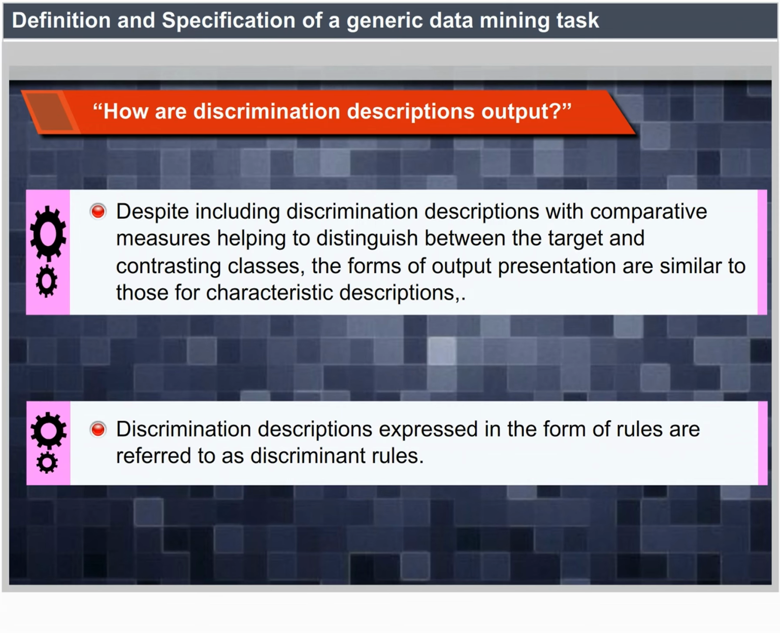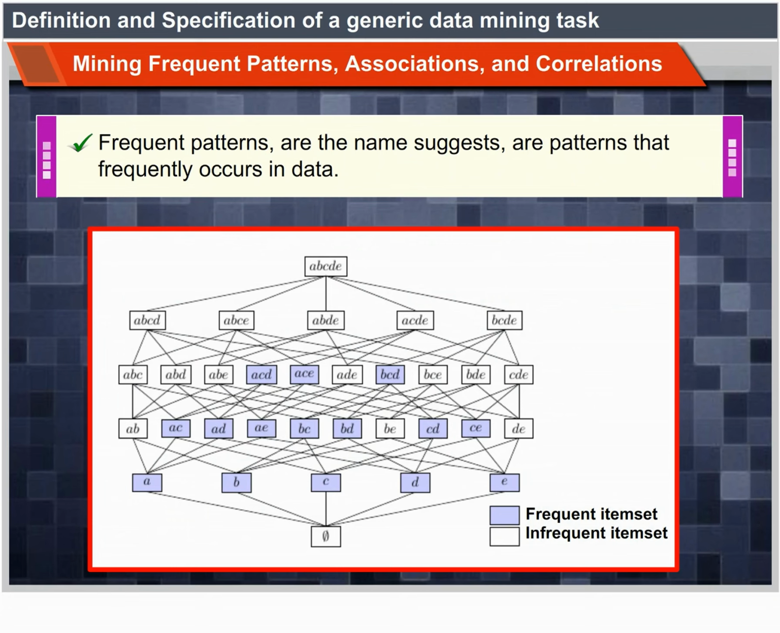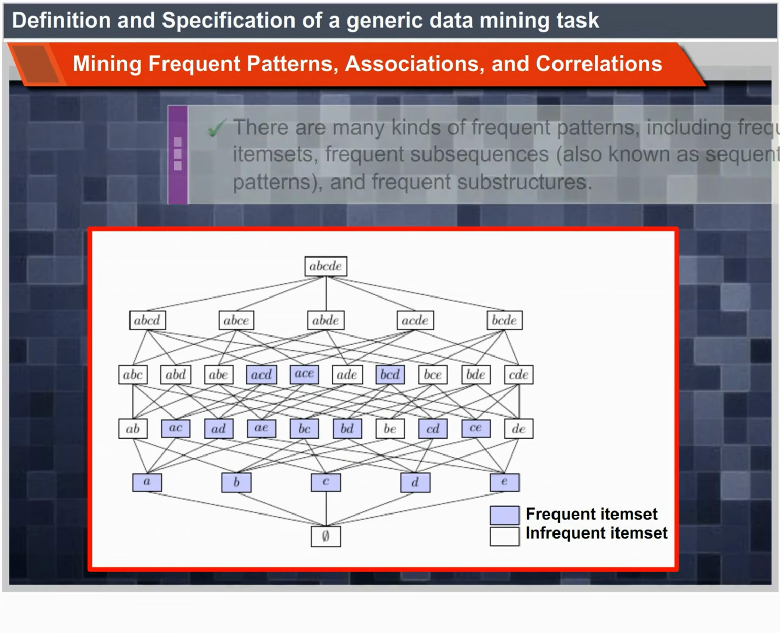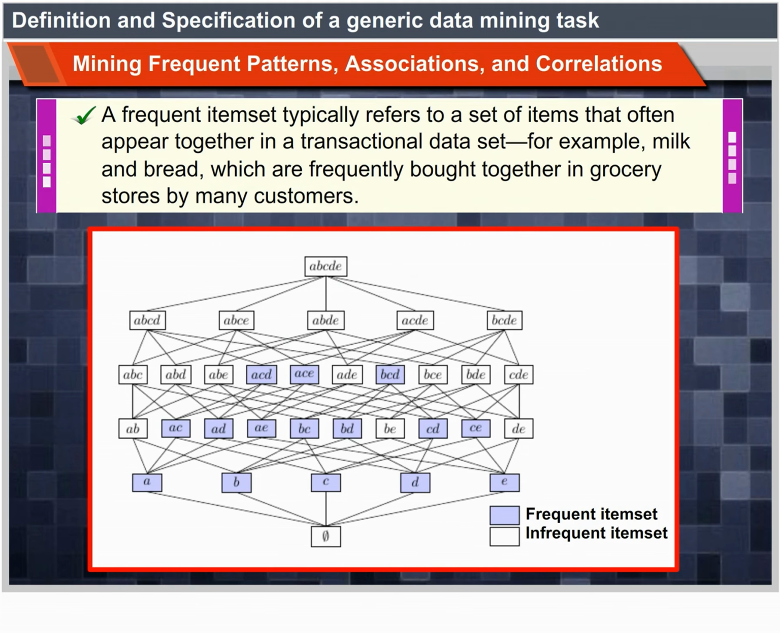Mining frequent patterns, associations, and correlations. Frequent patterns, as the name suggests, are patterns that occur frequently in data. There are many kinds of frequent patterns, including frequent item sets, frequent subsequences, also known as sequential patterns, and frequent substructures. A frequent item set typically refers to a set of items that often appear together in a transactional data set. For example, milk and bread, which are frequently bought together in grocery stores by many customers.